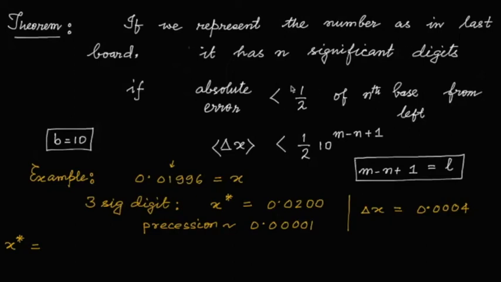2 into 10 raised to power minus 2, then plus 0 into 10 raised to power minus 3, plus 0 into 10 to the minus 4, and that's it, because I have 3 significant digits, right? So what is the value of L? What is the value of M? What is M?